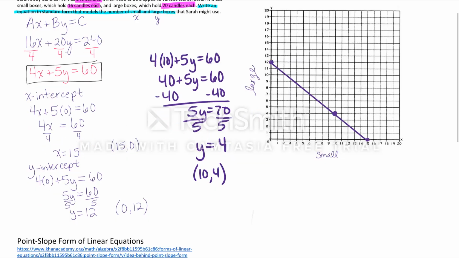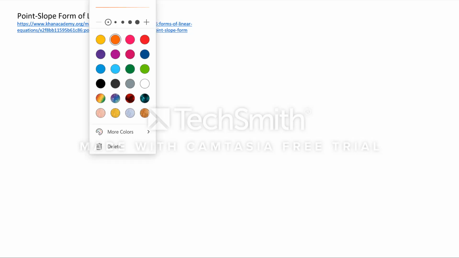Okay. The other form of a linear equation that we're going to look at is the point-slope form of a linear equation. So this is a little bit new. You may have seen it last year, but basically it comes from the slope formula, the idea that y2 minus y1 over x2 minus x1 equals m. And if you want to see an explanation of how we get from the slope formula to the point-slope form of a linear equation, I've linked the Khan Academy video. He explains it really well, basically the idea behind the point-slope form. But here's the point-slope form of a linear equation. I'm going to get rid of this so it doesn't confuse anybody.